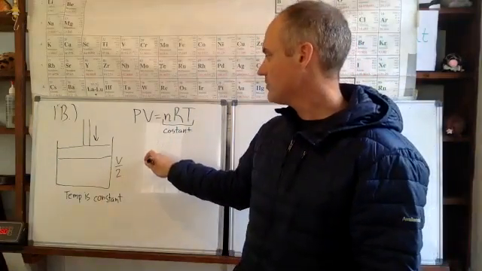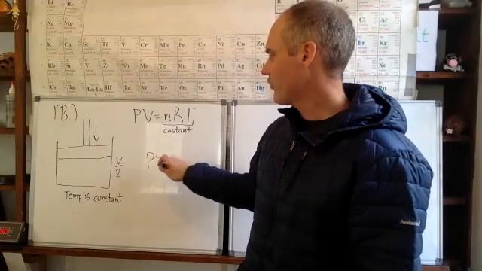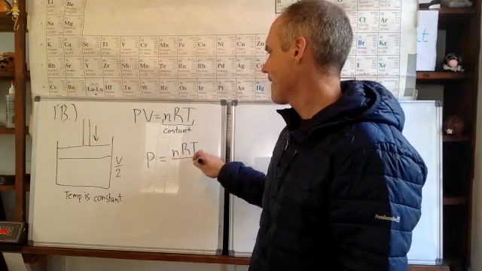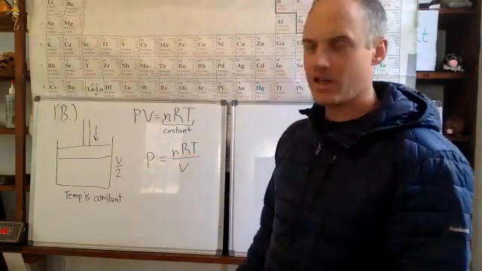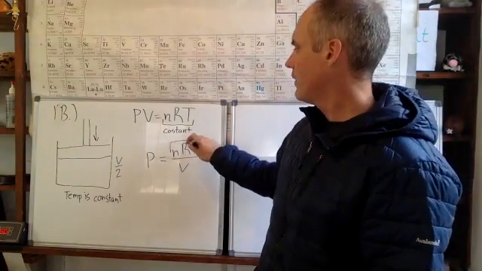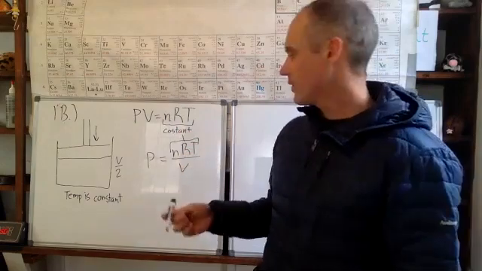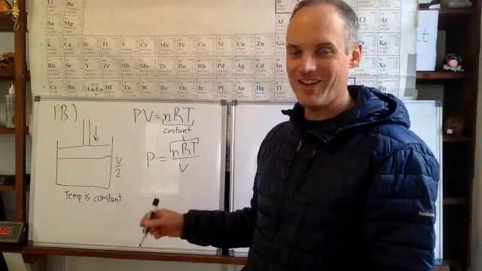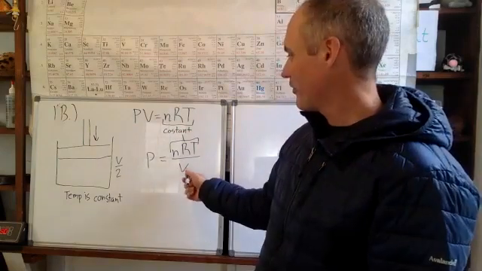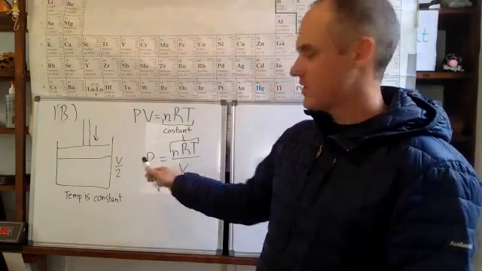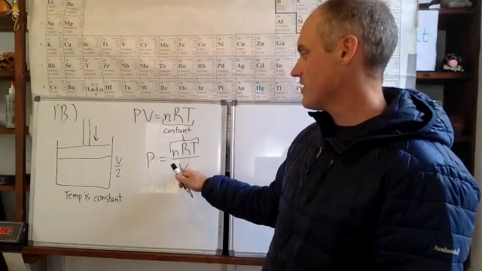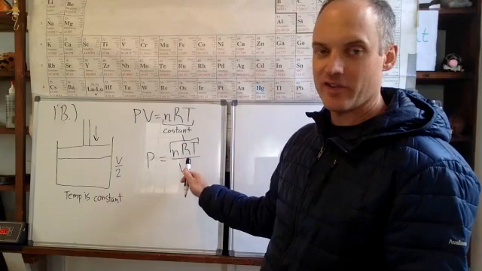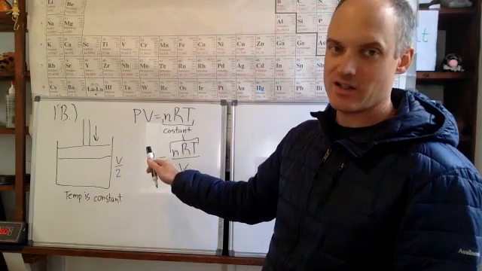And you can see that the pressure is equal to nRT over V. And like we said, this whole top part is really constant. So the only variable that's changing is volume. The volume is decreasing. So because volume is decreasing, and it's the denominator of this equation, then pressure has to increase, okay?